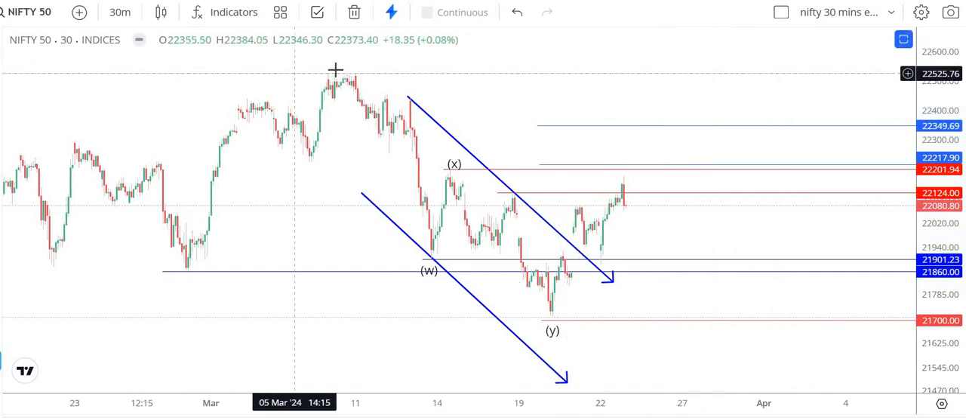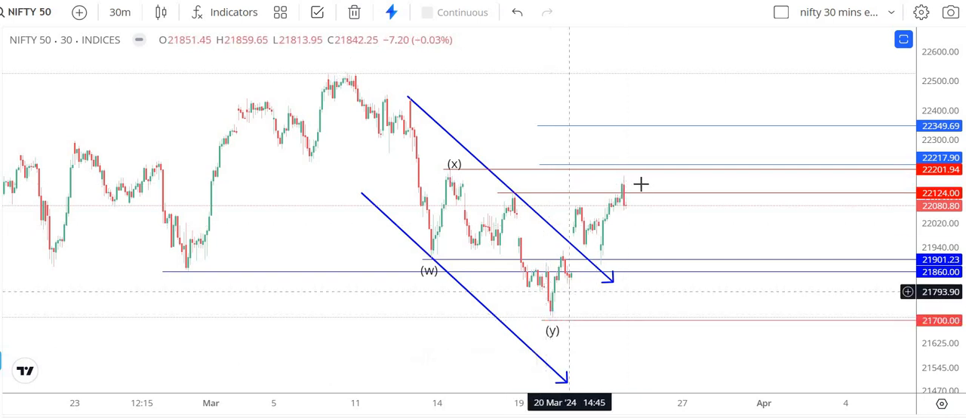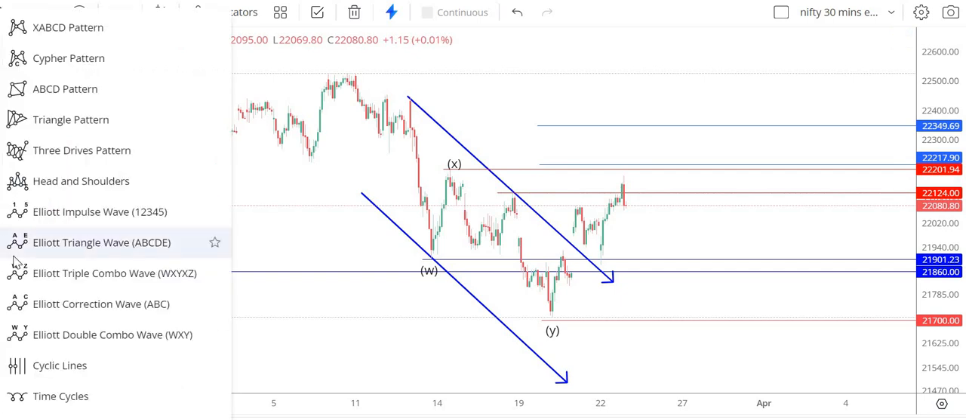So if this is A completed, this next corrective leg of B has begun. So B usually takes a very grinding form sometimes. Either it is a grinding form, or it is very fast, right?